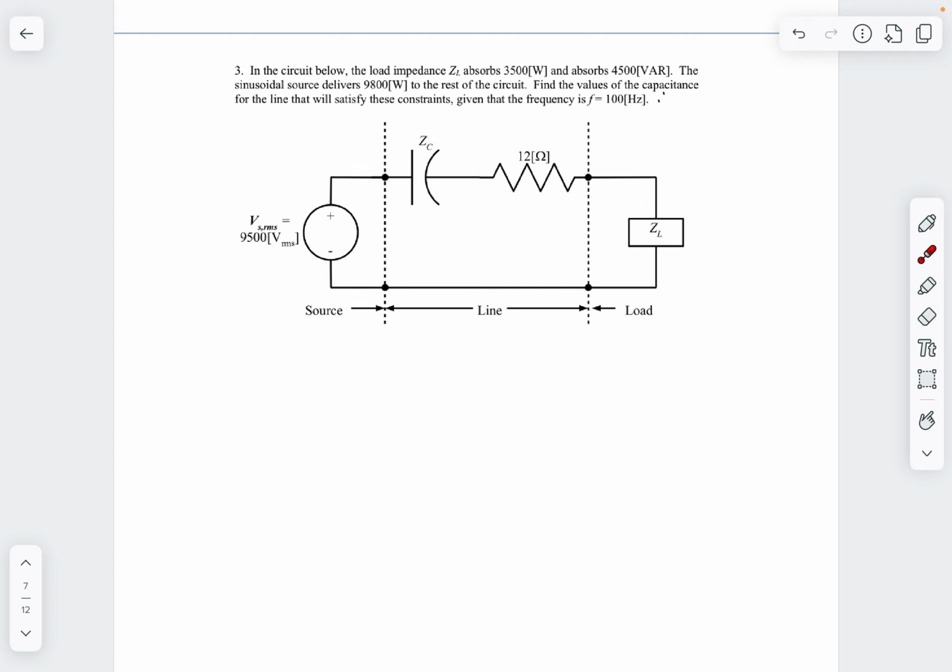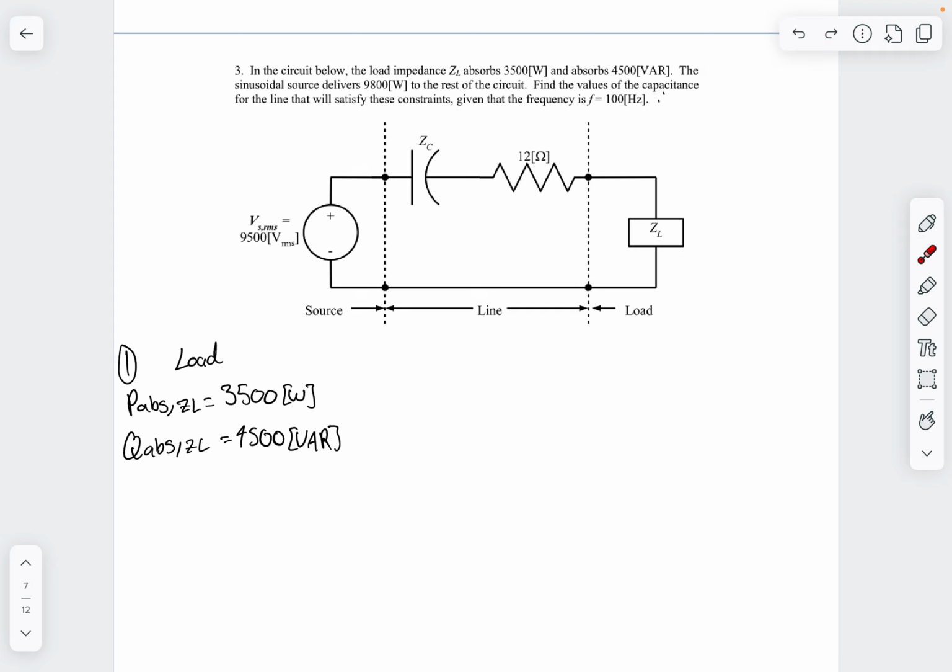To start, we are given various powers, such as the power being absorbed by the load impedance and the power being delivered by the voltage source. So our first step will be to write it down. We see that the power absorbed by the load impedance, the active power absorbed, which is represented by the P, is 3,500. And the reactive power, which is represented by the Q, is 4,500 VAR. So that is all the power being absorbed in the load side of the circuit.